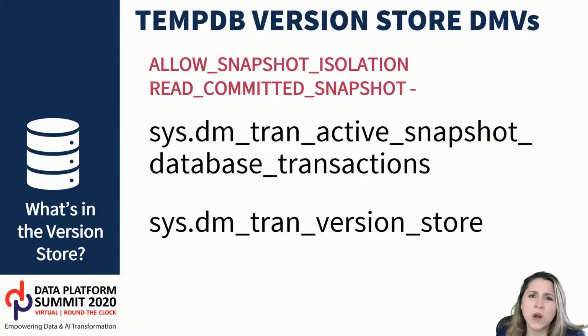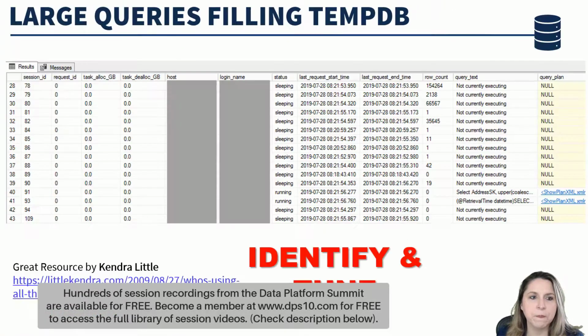Now we need to find out what exactly is being held in our version store, how much space is being consumed by our version store. We have 2 DMVs to be able to look into that, and I have those listed for you here. Now, spacing and size consumption usage of Tempdb is a big part of it, right? So we need to find out what is filling up Tempdb.